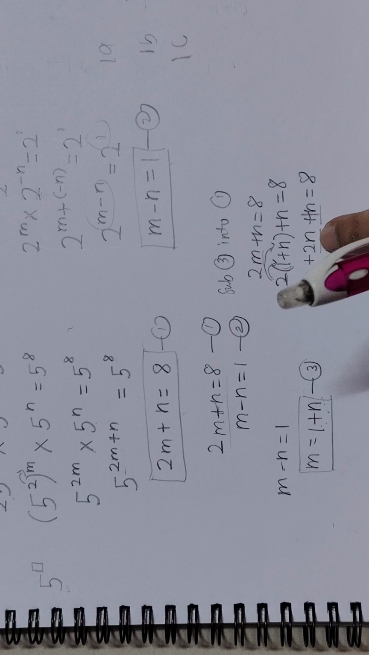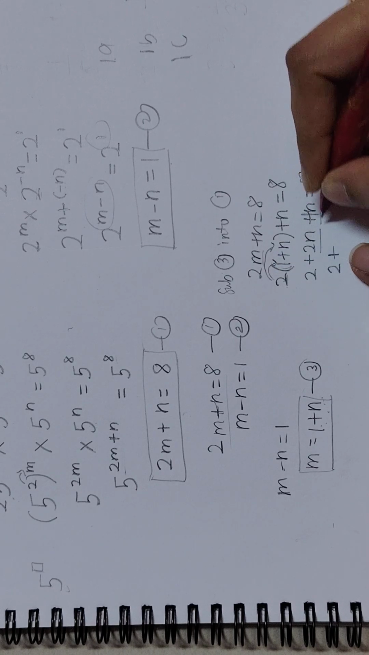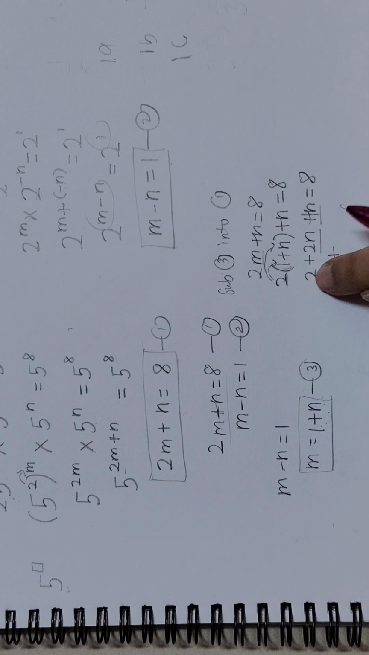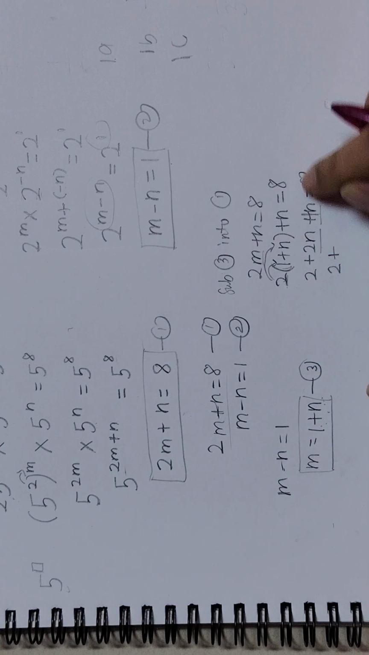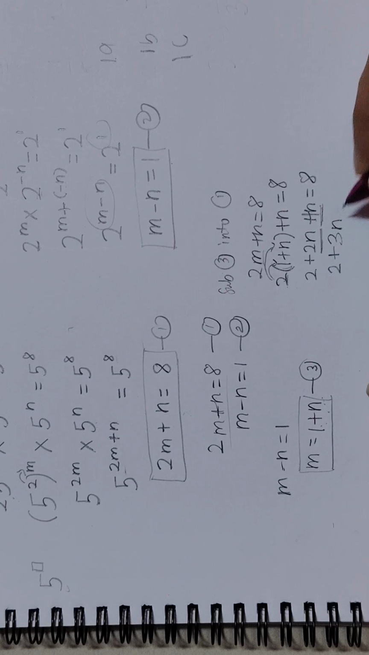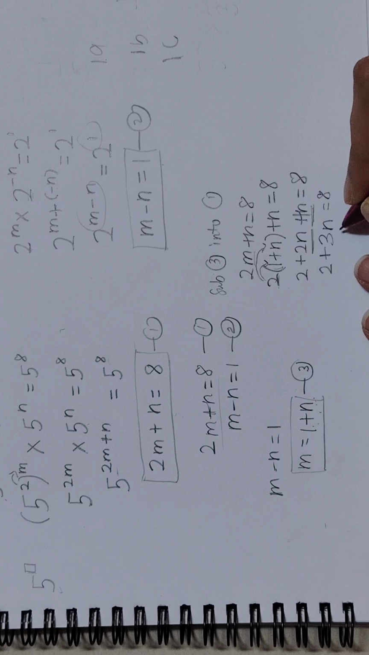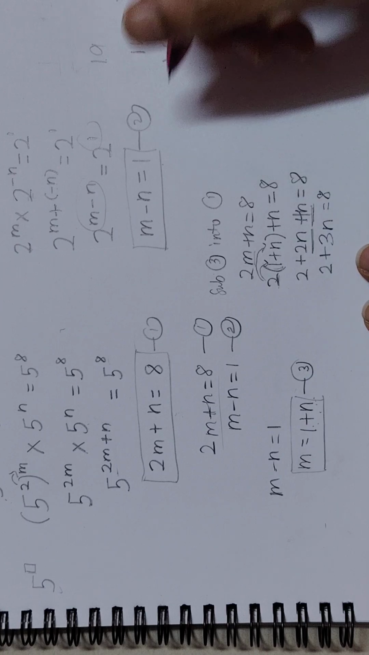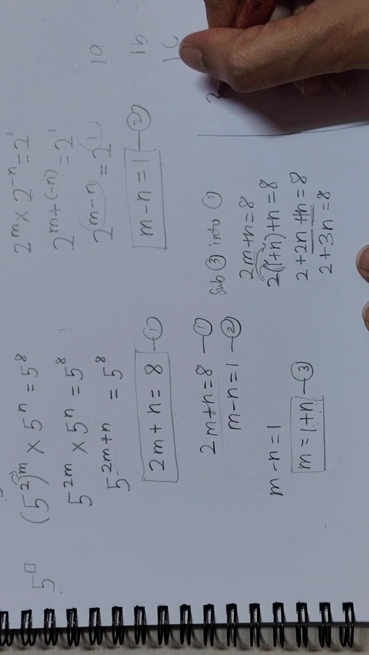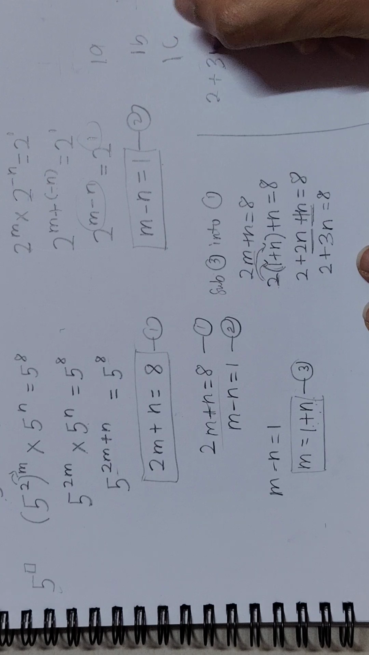So 2 plus 2n plus 1n. What do you get? 2 plus, remember don't include this, this one got no n, so you cannot solve, so just bring it down. Only these two, 2n plus 1n, you can solve. 2 plus 1 we get 3n lah, 3n equals to 8. Teacher shows it here: 2 plus 3n equals to 8.